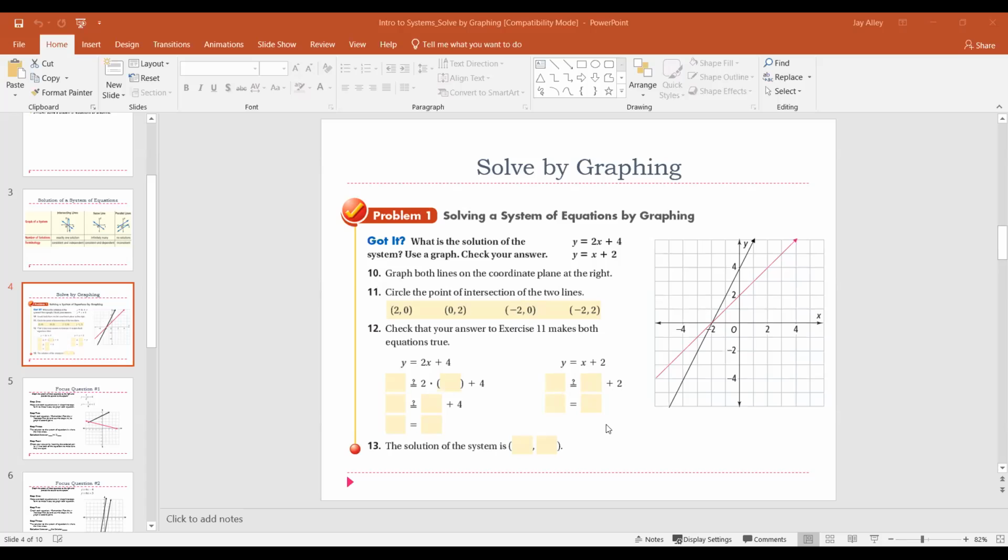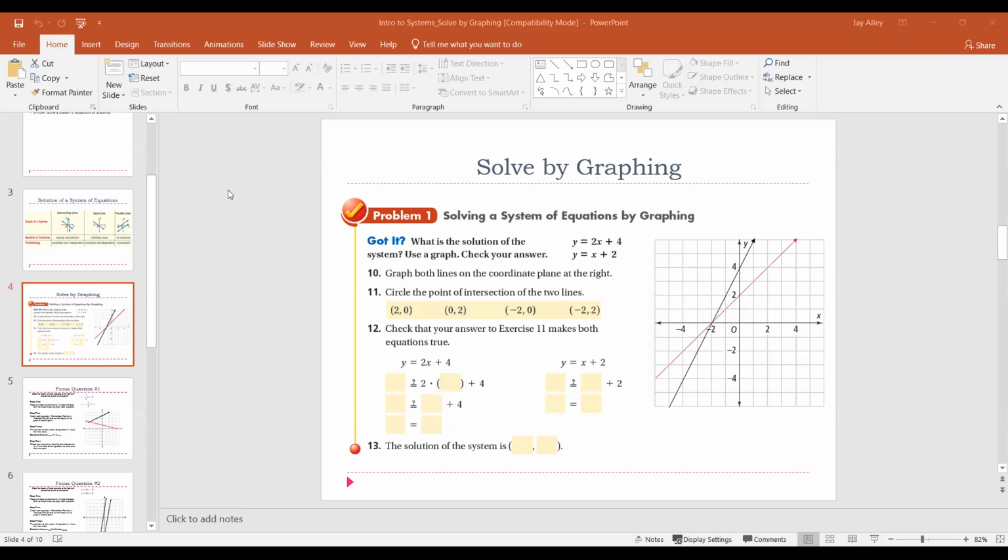Now we verified it. So if you're ever unsure, if you think, well, maybe I got this graph wrong, that's how you can check your work. Plug those points back into the equations, and it has to work for both of them. It can't just work for one and not the other.